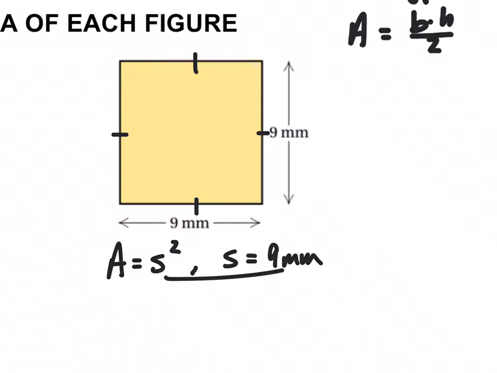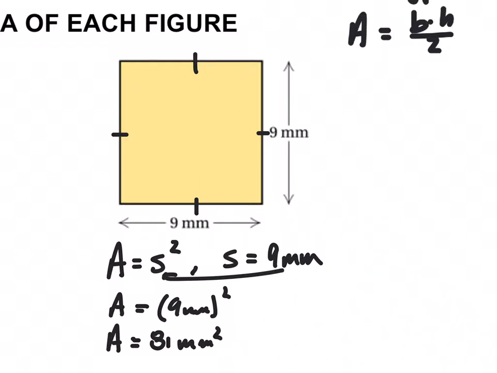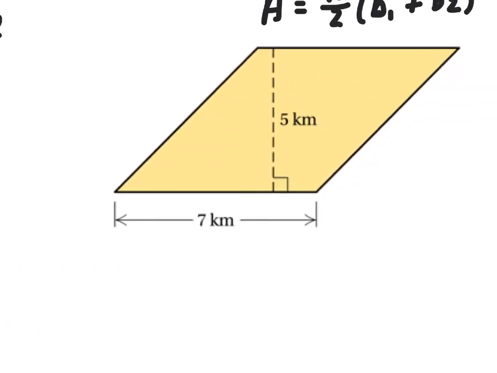So if I plug this value in for S, I get that my area is equal to 9 millimeters squared. So my area is going to be equal to 81 millimeters squared. 9 times 9 is 81, and I get that. So not too bad. As long as you know your formulas and know how to identify those side lengths, that's fine.